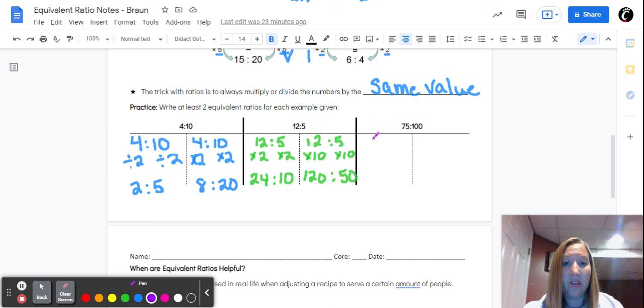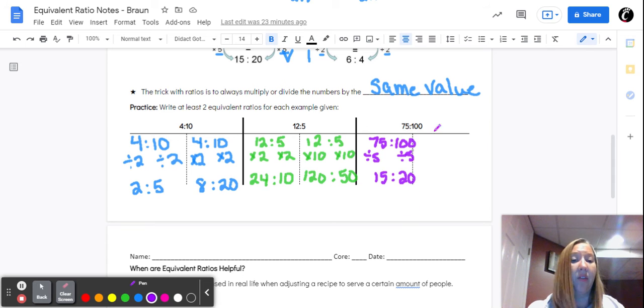All right, now our last ratio that we want to find equivalent ratios to is 75 to 100. The last one we multiplied. This time I want to divide because these numbers are already pretty big, so I want to kind of scale them back and make them smaller. I can divide both 75 and 100 by 5. If I do 75 divided by 5, I get 15. And if I do 100 divided by 5, I get 20. So 15 to 20 is equivalent to 75 to 100.